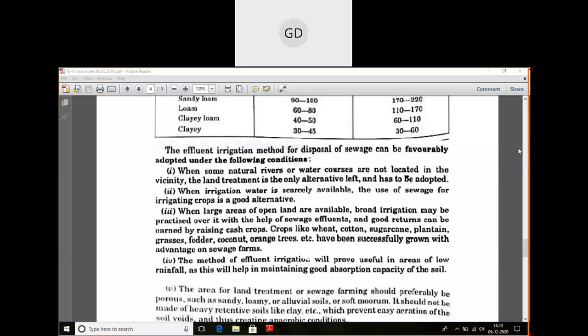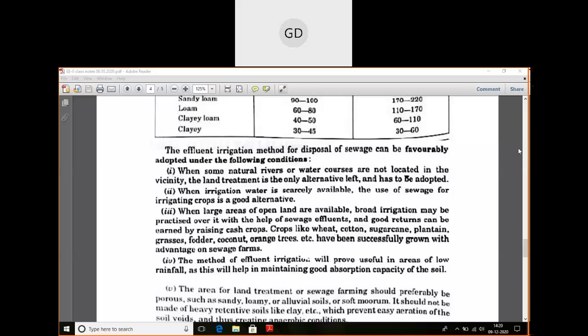Number four is that the method of effluent irrigation will prove useful in areas of low rainfall, and this will help in maintaining good absorption capacity of the soil. So this effluent irrigation method will prove useful in areas where there is very low rainfall, and it will help in maintaining good absorption capacity of the soil.